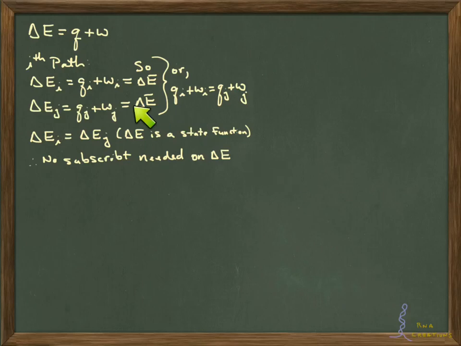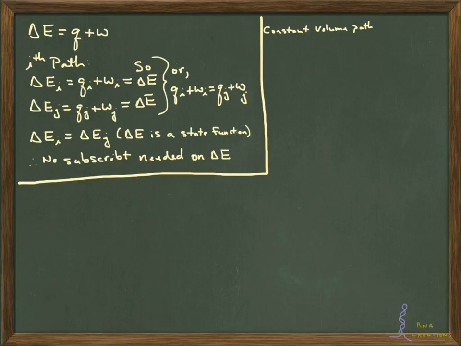Because that's true, we can then set these two equations equal to each other, and so we end up with the sum of Q and W for the ith path is equal to their sum for the jth path. Let's make this more concrete by considering paths that have more physical meaning, such as a constant volume path.